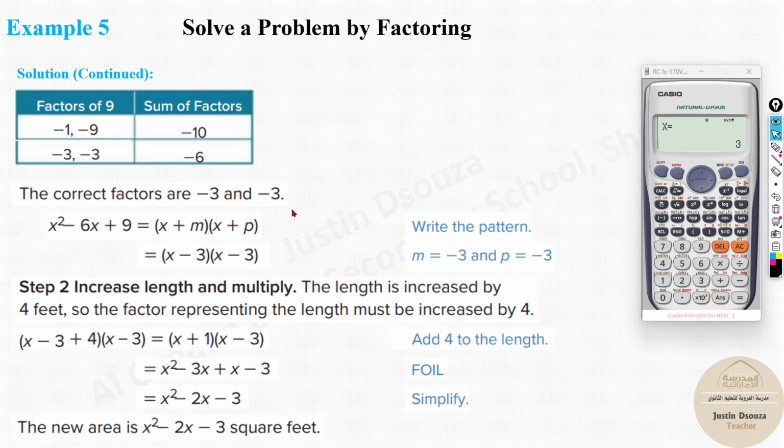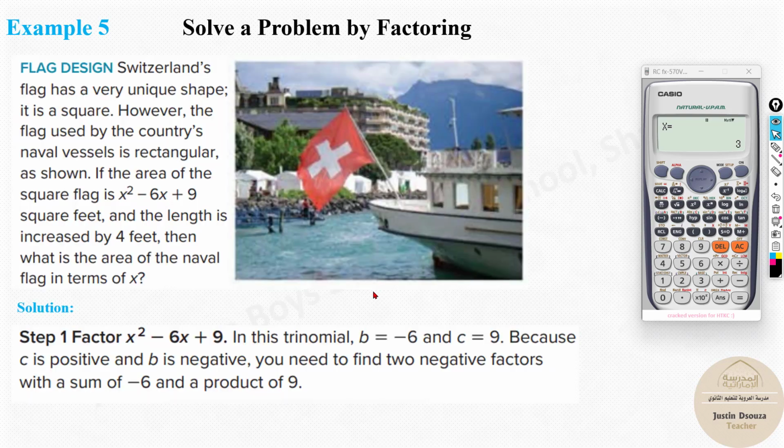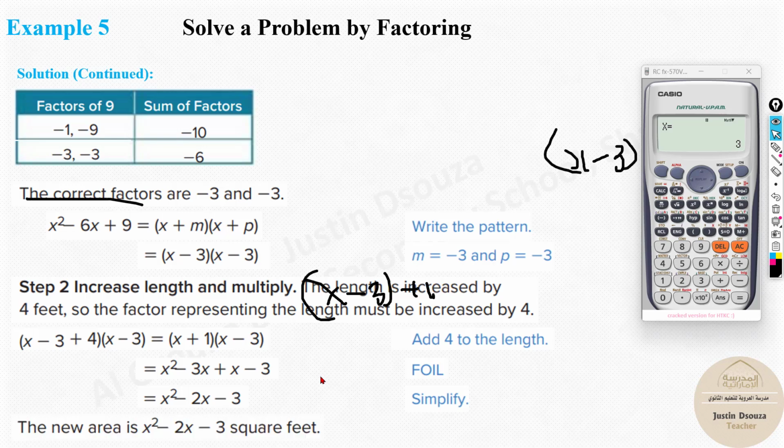So first what you have to do is factor out and find the two terms. The area was given. So when you factor, you'll get two polynomials of the square, that is the length. Because it's a square, both the factors must be the same. X minus 3, x minus 3. It's just that the length is more, so you add 4 over here and then multiply and find the area. This is how you solve this problem.